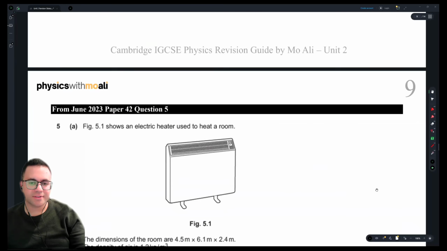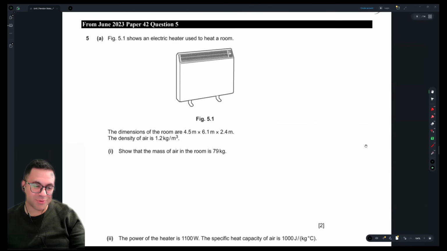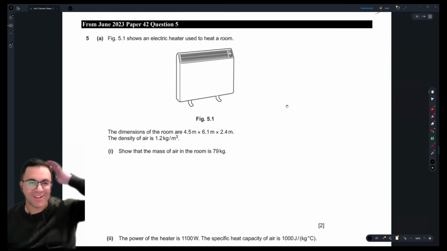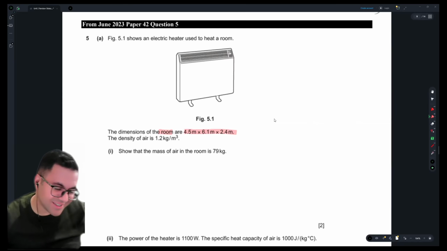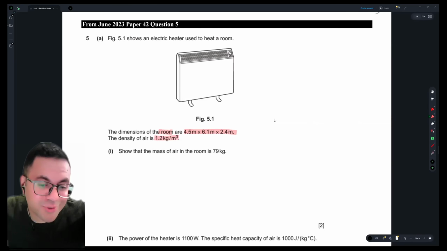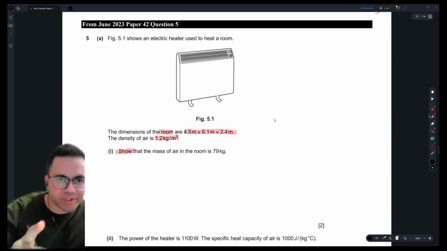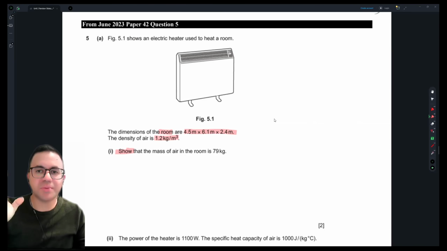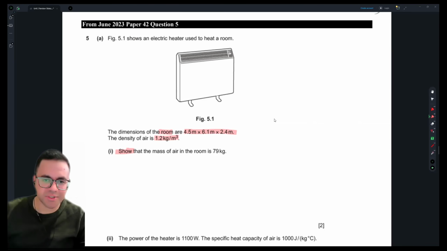Next. Let's use another one, but this one's a good one. This will use something we mentioned earlier on. Figure 5.1 shows an electric heater used to heat a room. The dimensions of the room are 4.5 by 6.1 by 2.4, length, width and height. The density of the air in the room is 1.2 kilograms per meter cubed. Remember, show questions are just like calculate questions, but you need to be very clear with your working. You can't just expect the examiner to figure out what your scribbles mean, okay?